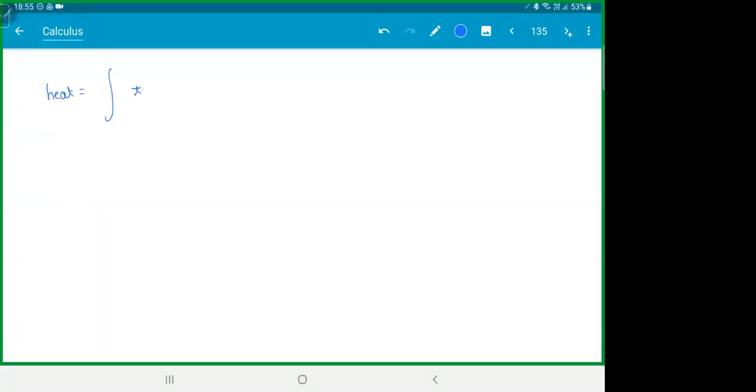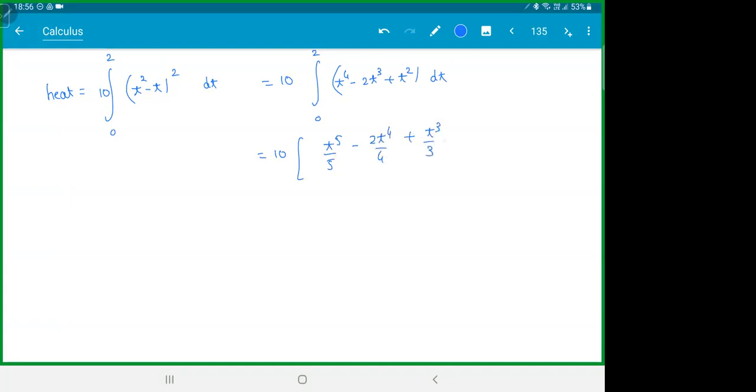So if I expand that, t square minus t whole square, 10 will come out, dt from 0 to 2. This will be t power 4 minus 2t cube plus t square, dt from 0 to 2. So this will be t power 5 by 5 minus 2t power 4 by 4 plus t cube by 3. Limits are from 0 to 2. So if you put 2 there, you get 32 by 5 minus 2 into 2 power 4, which is 16 by 4, plus 8 by 3. 0 is anyway not required.